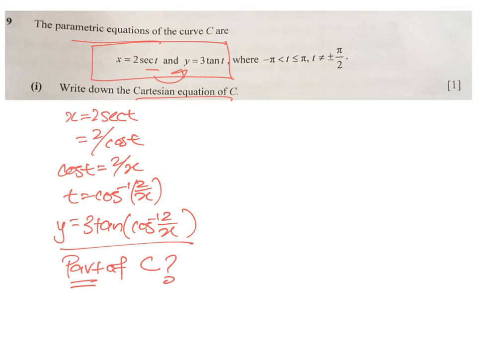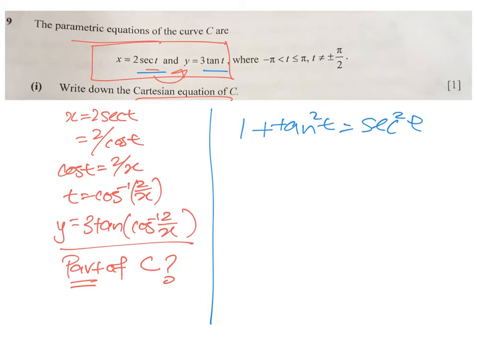So now let us look at the correct way to answer this question. Notice that there is a secant and tangent in the parametric equation, meaning that I can relate this to the trigo identity 1 plus tangent squared is secant squared. So to get the Cartesian equation, I have to express everything in terms of y and x. From the parametric equation, your tangent t is actually y over 3, squared, and your secant t is x over 2, squared.